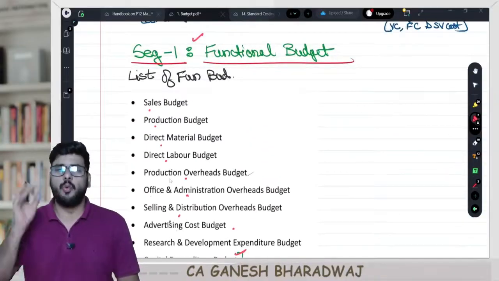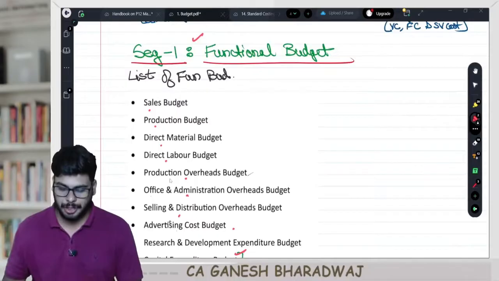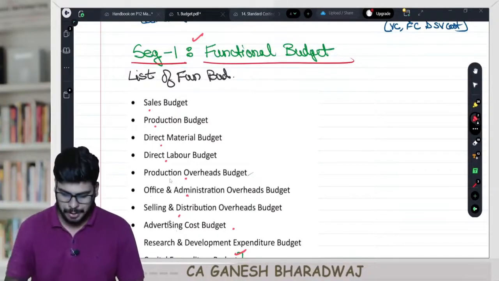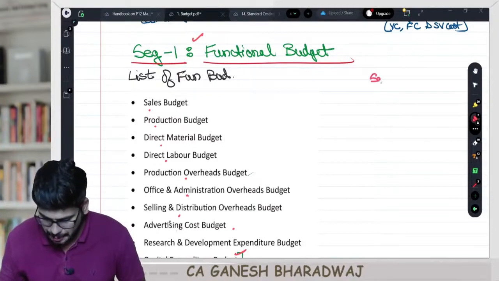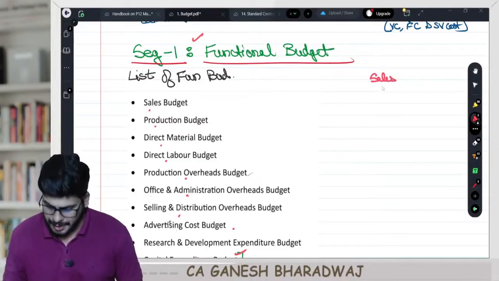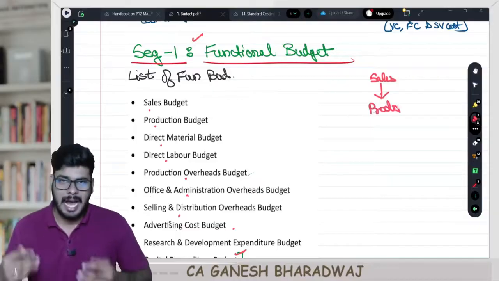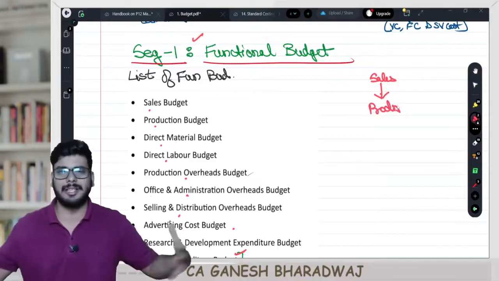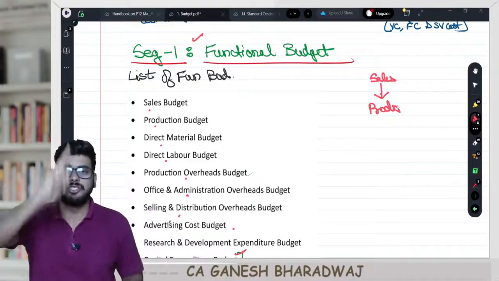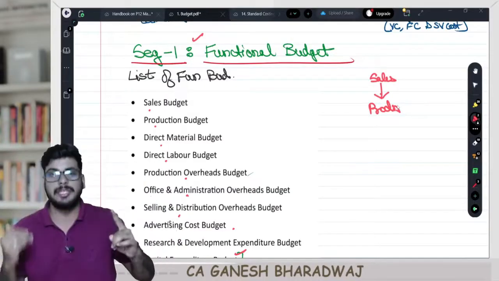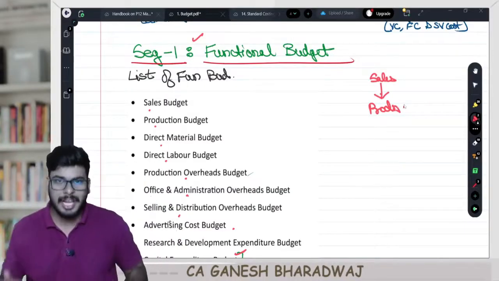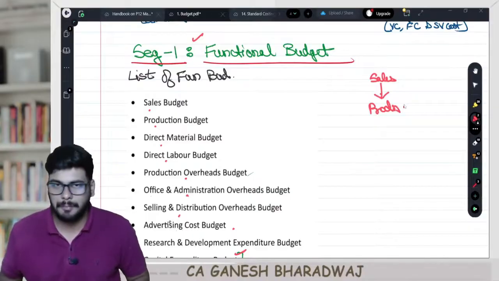Now, one very, very important thing that you need to know is, when you are preparing the budgets, you cannot directly jump into any budget that you want. First and foremost, you need to prepare the sales budget. Once you prepare the sales budget, then you necessarily need to prepare the production budget. Clear with this? After preparing the production budget, then all other budgets you can prepare. So always remember, first you need to know the sales budget, then with that you should prepare the production budget, and only after that you can prepare all other components of budgets.